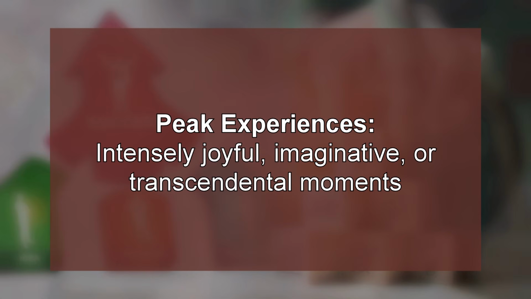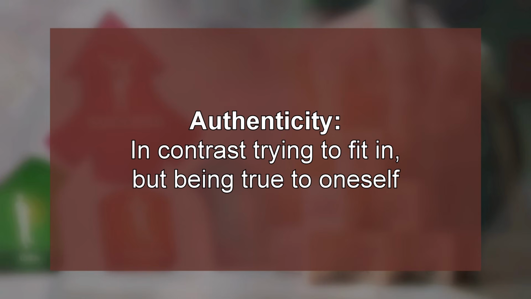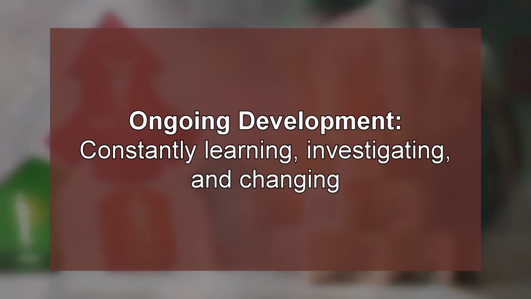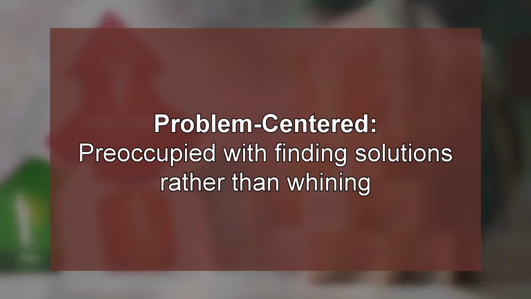Number 1, peak experiences: intensely joyful, imaginative, or transcendental moments. Second is autonomy: thinking for oneself and defying social pressure to fit in. Next is authenticity: in contrast, trying to fit in but being true to oneself. Next, purpose-driven: dedicated to a goal that transcends money or ego. Next is ongoing development: constantly learning, investigating, and changing. Next is acceptance: being at ease with one's own and other people's flaws. Last but not the least is problem-centered: preoccupied with finding solutions rather than winning.